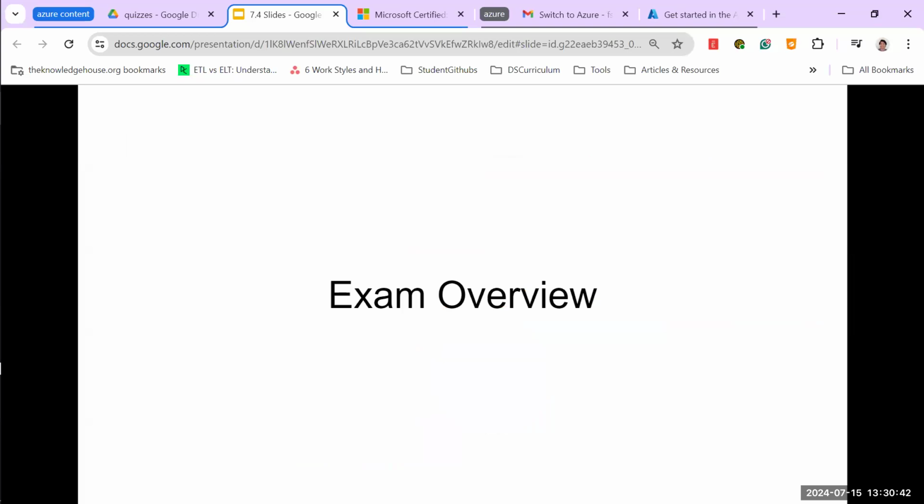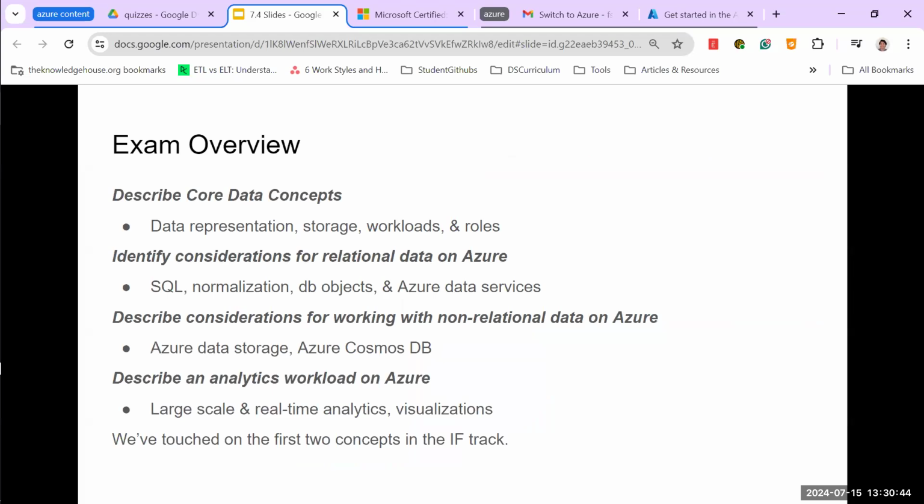So what does the exam look like? These 4 core concepts are what you are going to be tested on when it comes to the actual exam. You are going to be asked to describe core data concepts, identify considerations for relational data on Azure, and that's good old SQL. You're also going to be asked to identify considerations for non-relational databases on Azure. And non-relational data, that's a little bit of a different paradigm than we were used to working with. And then finally, describe what an analytics workload looks like on Azure.